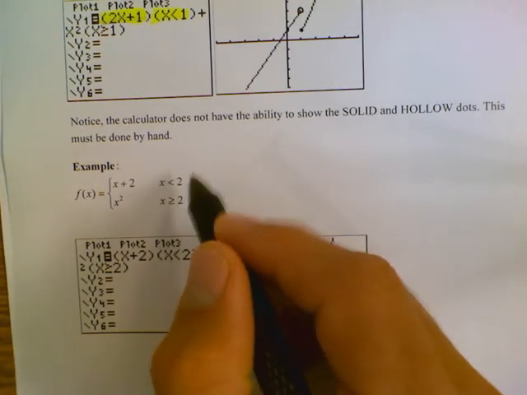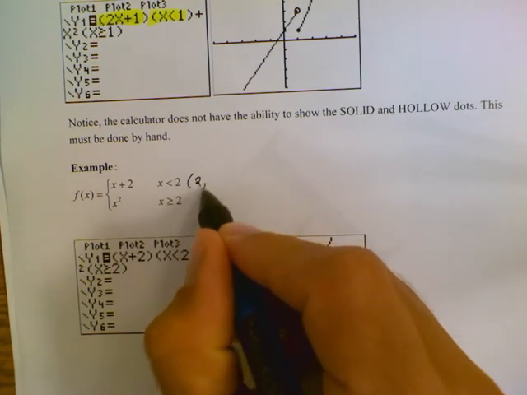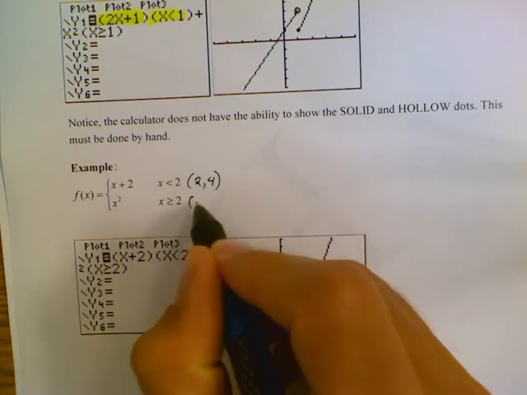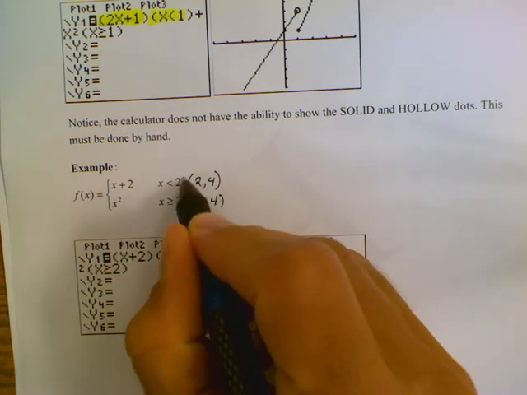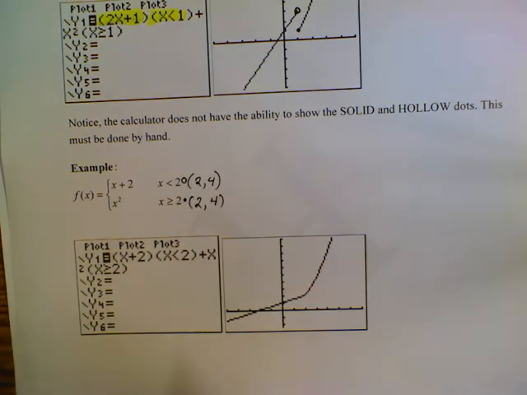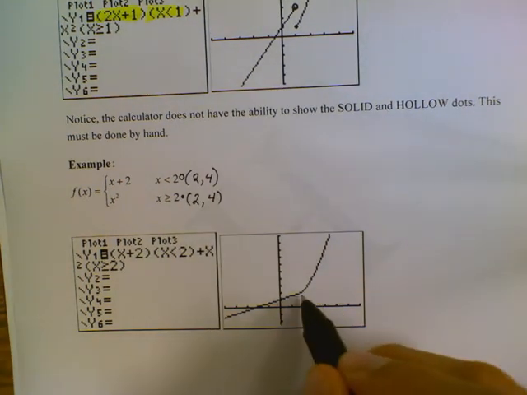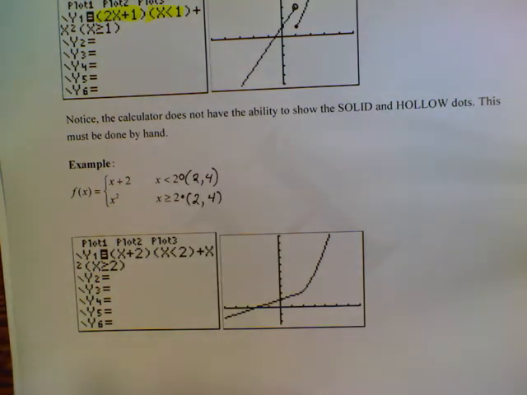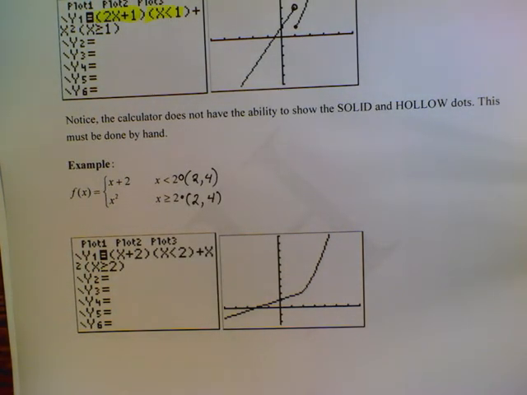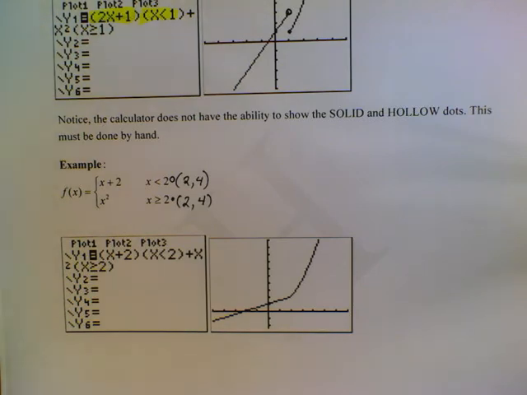And another way to test that is just to type in 2 here, you'll get 4, and type in 2 here, and you'll get 4. Now this one's technically open and then closed, but remember that the closed dot will override the hollow dot. Okay, so that's how you do it in a calculator, and also how you do piecewise functions by hand.